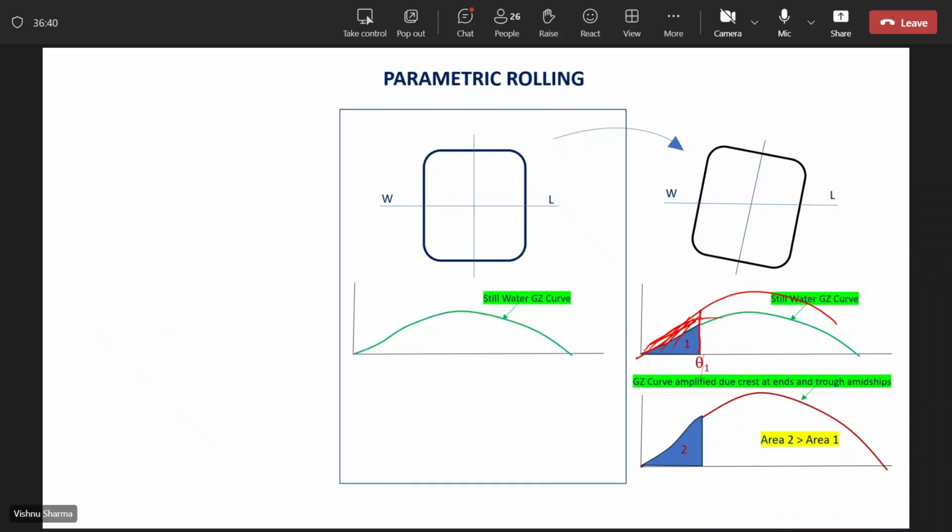So instead of area 1, which would have been responsible for bringing the vessel back to upright, now it is area 2, which is responsible for bringing the vessel back to upright. And naturally, area 2 is greater, so the vessel will come back to upright more rapidly because of the enhanced stability as she starts her journey back.